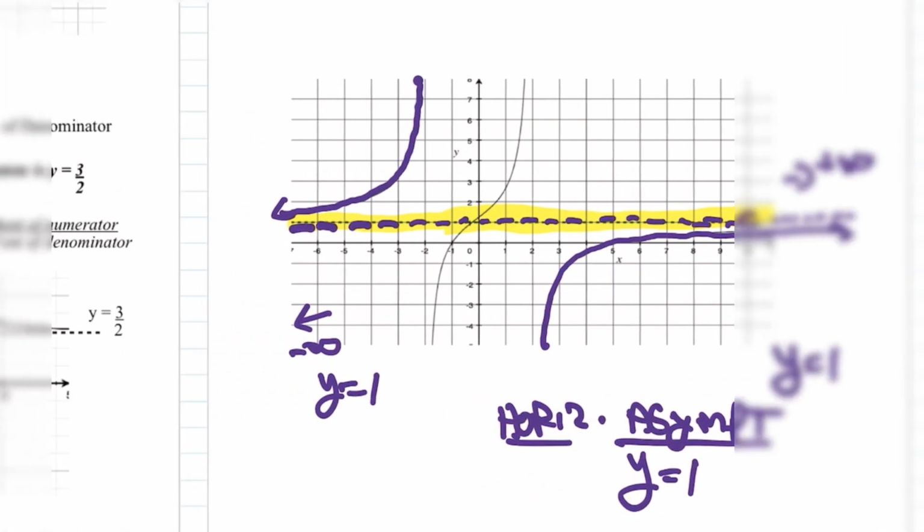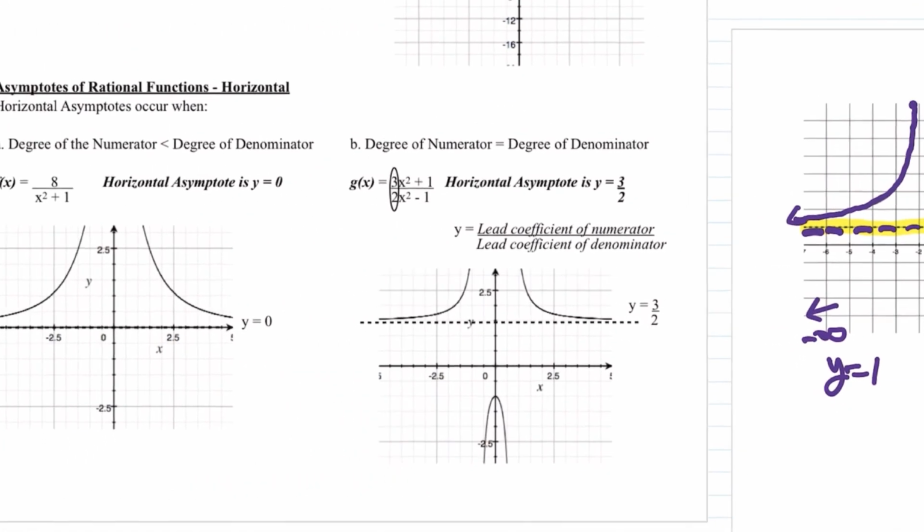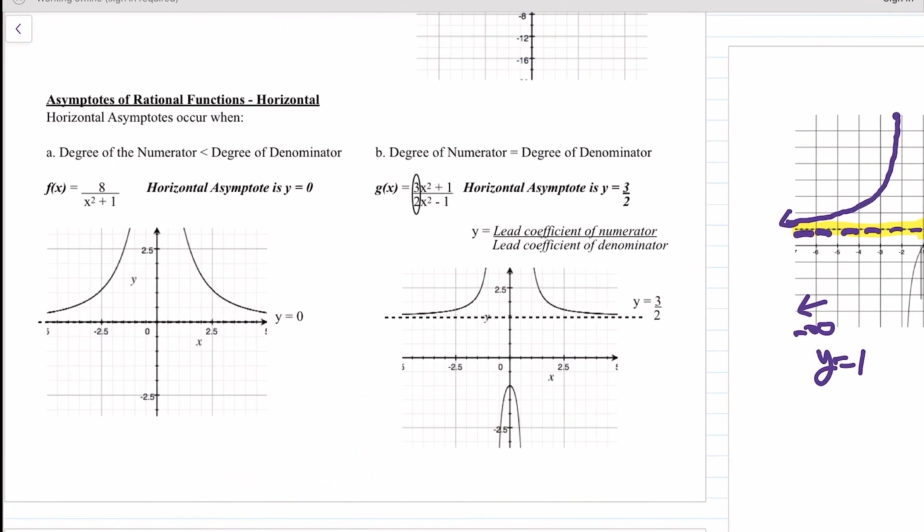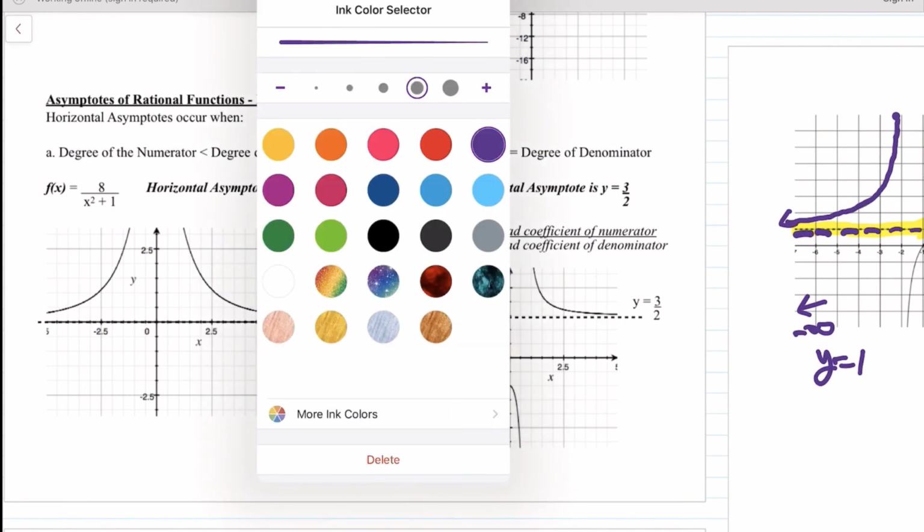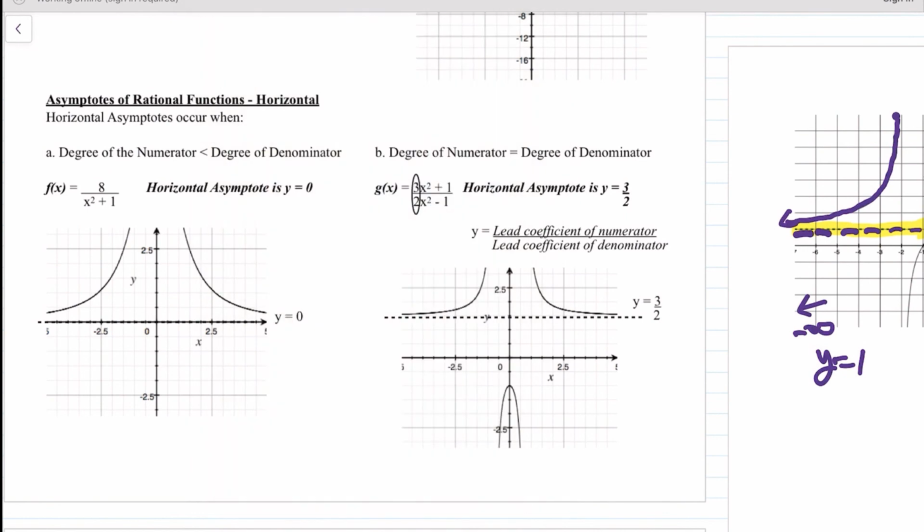So now we're going to come over here, and there's a more algebraic way to calculate that. A couple of conditions exist. What you need to do to figure out the horizontal asymptotes is look at the degree of the numerator and the denominator of your rational function. So if I look at this function here, we have f of x equals 8 over x squared plus 1.